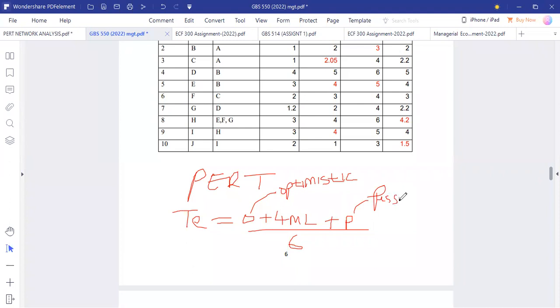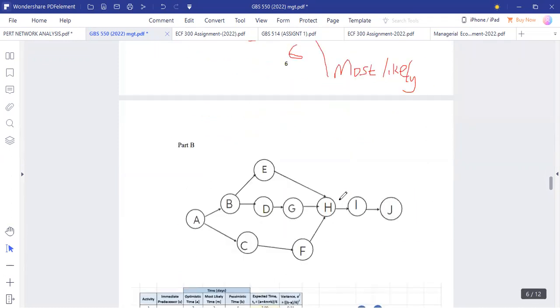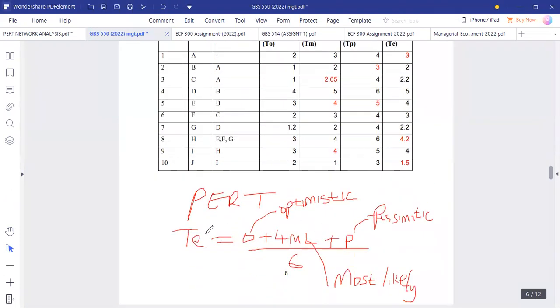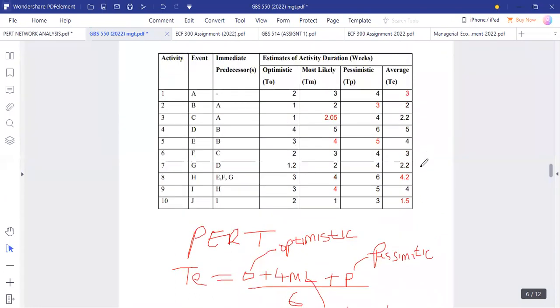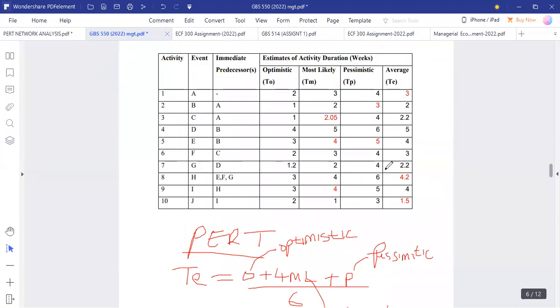So you have this one as pessimistic. Then the ML is the most likely. So ML means most likely. So you just need to substitute and get the figures that we need. Depending on what has been given, we can use the same formula to manipulate and substitute the values in this formula in the Project Evaluation and Review Technique for us to get the figures that are there.